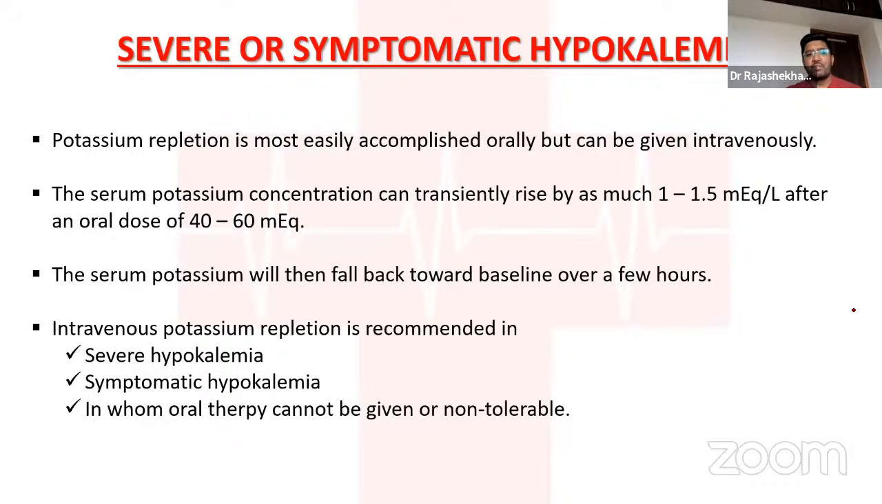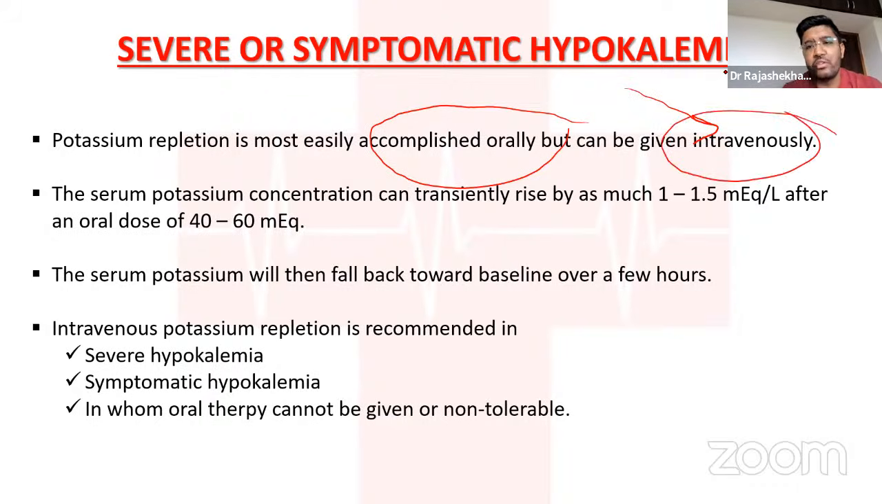Then if the patient is having severe or symptomatic hypokalemia, again, potassium repletion is most easily accomplished orally. But if it is severe enough, where it requires emergency correction, it can be given intravenously. Because if you give an oral dose, serum potassium concentration can transiently rise by 1 to 1.5 milliequivalents, but after some time it falls back towards baseline over a few hours.